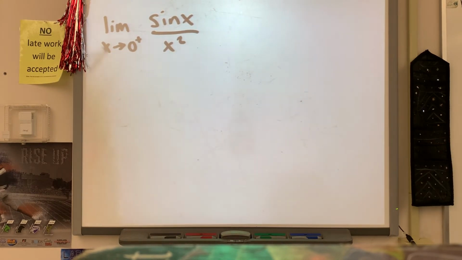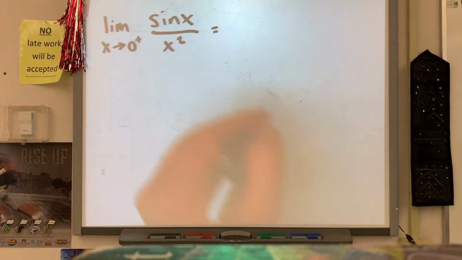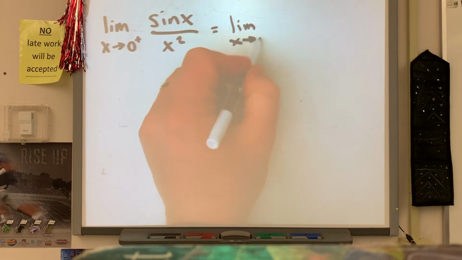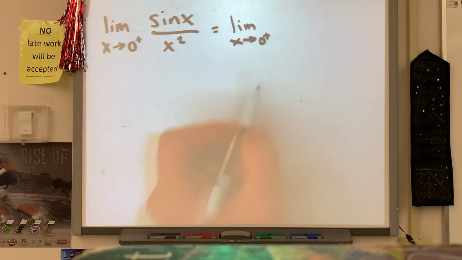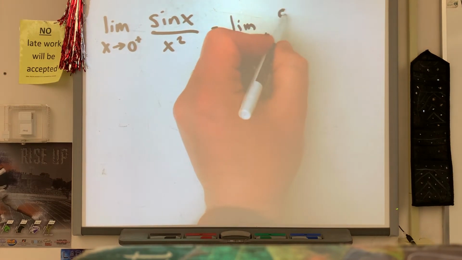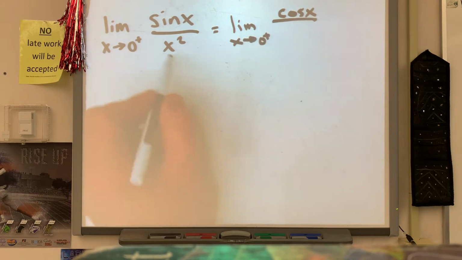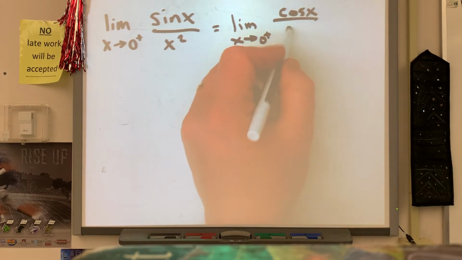So once again, let's check by substitution. Sine of 0 is 0, 0 squared is 0. So this is the indeterminate form 0 over 0 right here. So that's the need for L'Hôpital's rule. So this will equal the limit as x approaches 0 from the right. Derivative of sine is cosine x. Derivative of x squared is 2x.